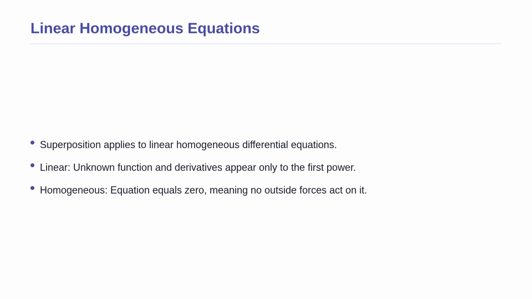A linear equation is one where the unknown function and its derivatives only appear to the first power. You will not see them squared or multiplying each other. A homogeneous equation means that the entire equation is set equal to 0. Physically, this means there are no outside forces acting on the system. It is just evolving on its own. If your equation meets these two conditions, you unlock a massive shortcut for finding its solutions.